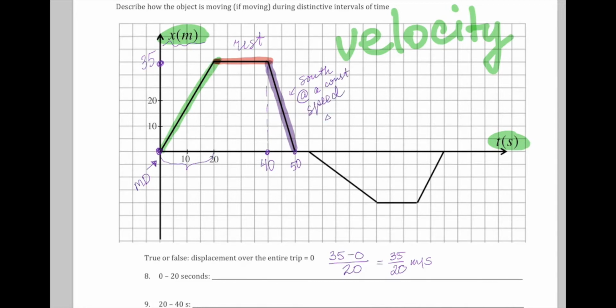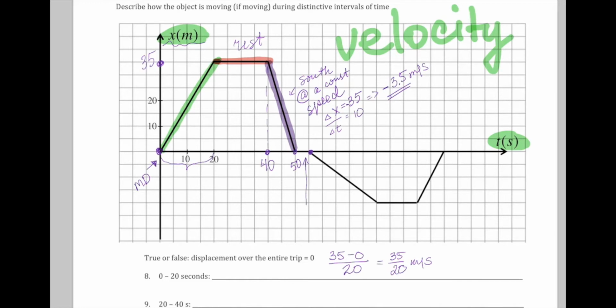Again, my change was 35. Change in x equals 35. Only in this case, it's a negative 35, because I started at 35, I ended at 0. And then delta t was 10 seconds. So my speed is 3.5. My velocity is negative 3.5 meters per second because it's going south.